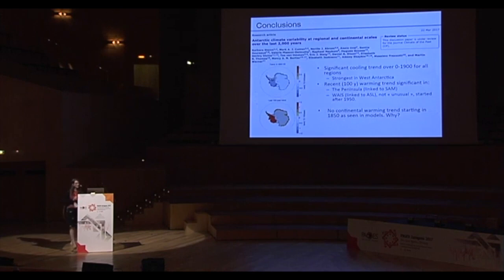So finally, my conclusions are that we have a significant cooling trend over the past 100 years for all regions that is strongest in West Antarctica, and that the recent 100-year warming trend is significant in the peninsula. It is linked with the SAM. Significant in West Antarctica, it's linked to the Amundsen Sea Low, which is not unusual in terms of natural climate variability and started after 1950.